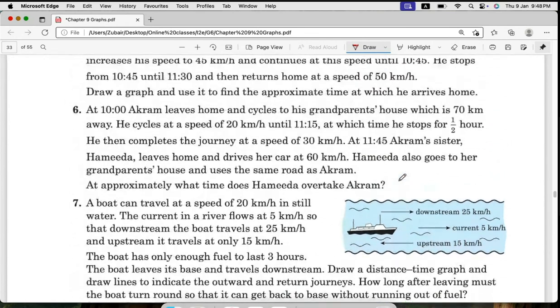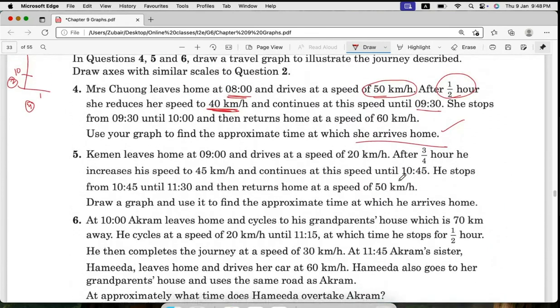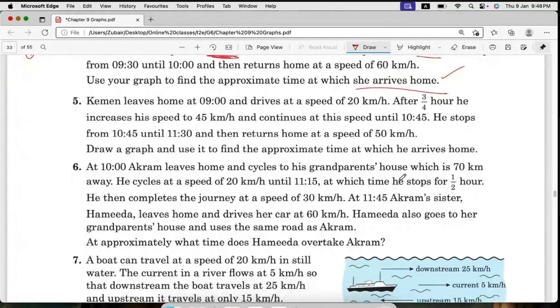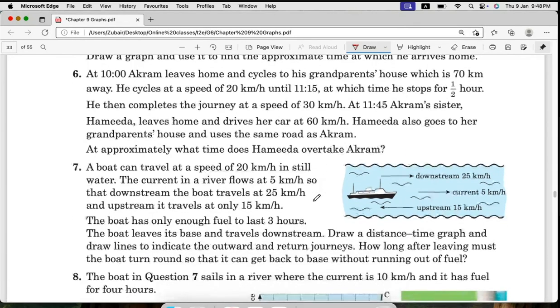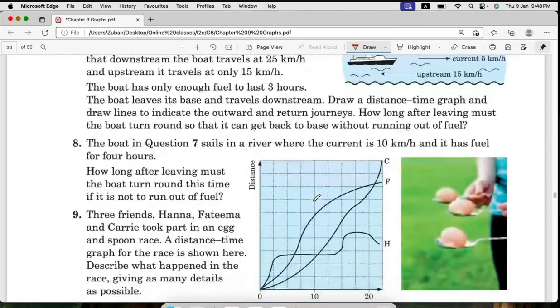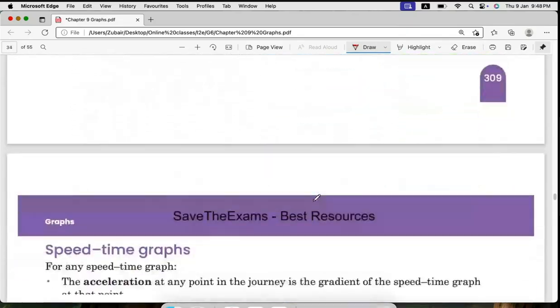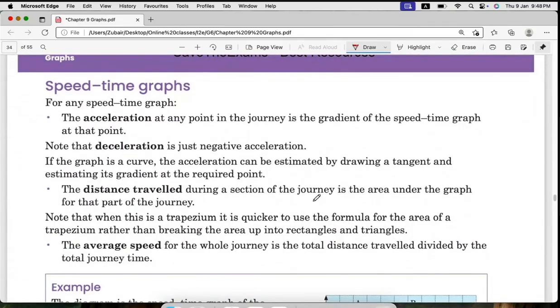Yeah, draw. We did four. Fifth says draw. We need graph paper for all of these questions. Yes, sir.